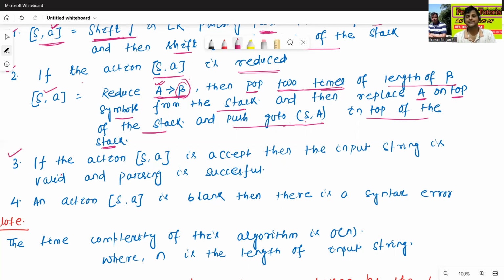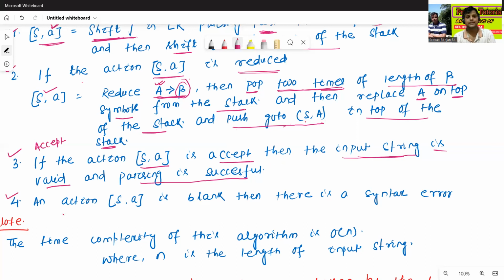Third action is called the accept action. So what is the meaning of accept action? If the action S to A is accept, then the input string is valid and parsing is successful. Means for every accept action, the string is always valid and the parsing is always successful.